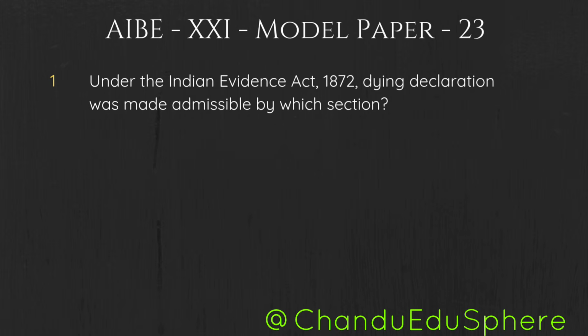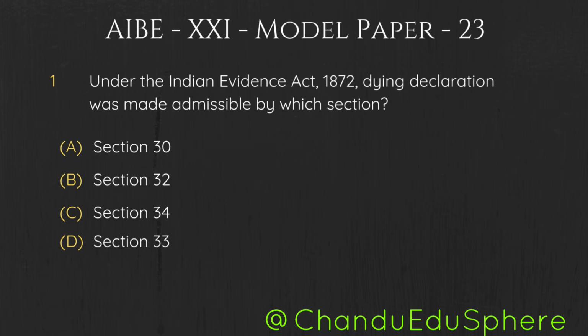Under the Indian Evidence Act 1872, dying declaration was made admissible by which section? Section 32 of the Indian Evidence Act 1872, especially Clause 1, made dying declarations admissible as relevant facts where a statement is made by a person as to the cause of his death or as to the circumstances of the transaction resulting in his death. Section 32(b) is the right choice.